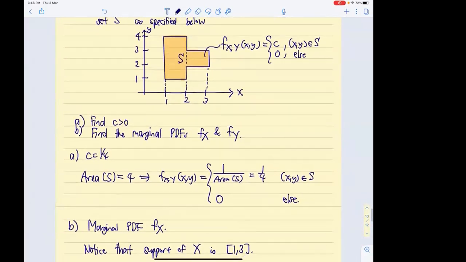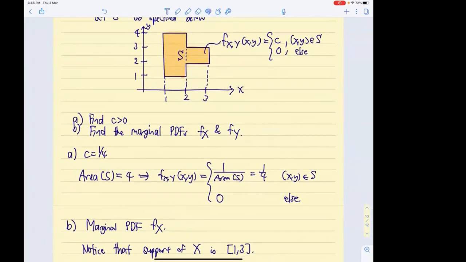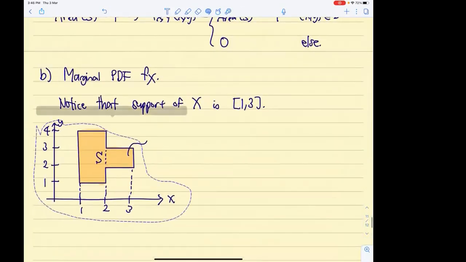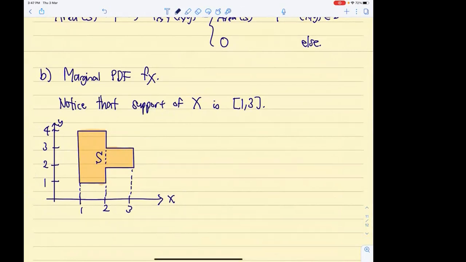Now, how do we then evaluate the marginal PDF? Let me just copy this picture here so I don't have to move up and down. The support of x is 1, 3. But there are two distinct regions here, right? 1 to 2 and 1 to 3. First and foremost, if x is less than 1, the marginal PDF is 0, because there's no mass over here. There's no mass at all.